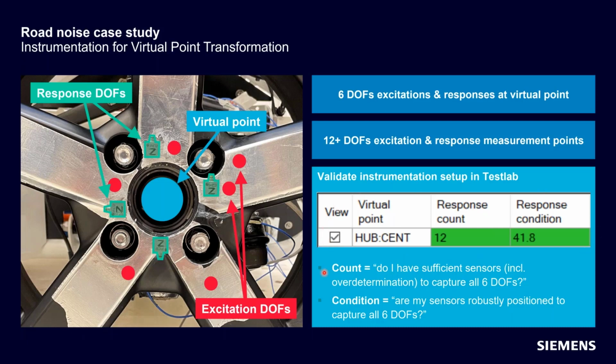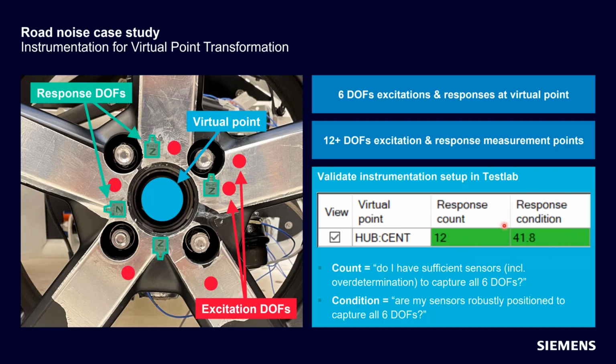So when you apply VPT in TestLab, there will be some indicators that use color coding to give visual feedback on the quality of your instrumentation. And the things that we will check are, for example, the response counts, that is identifying if you have sufficient overdetermination to get numerically stable estimates of your virtual points. So in this case, we have 4 triaxial accelerometers. That's 12 degrees of freedom. So 12 is a factor of 2 more than 6.